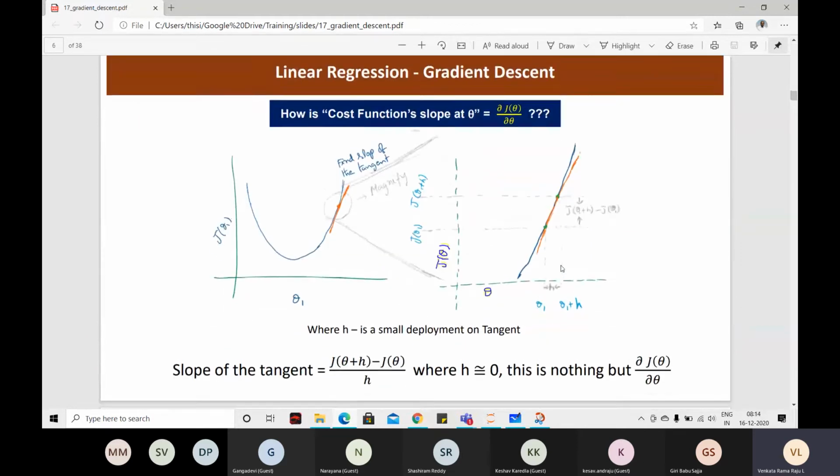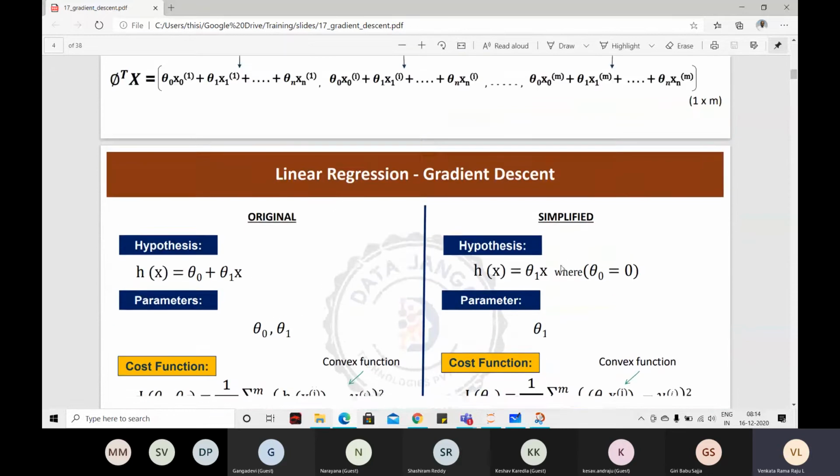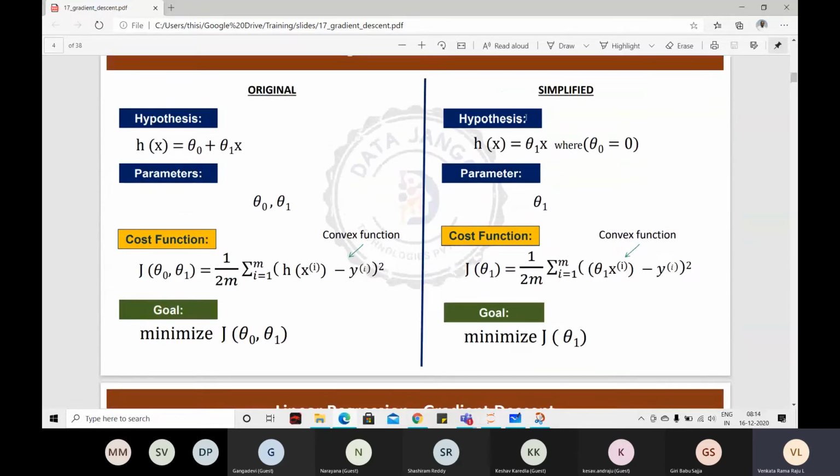So where to start? I'm actually thinking. I showed you the simplified part: h of x is equal to theta 1 x, with only one parameter we need to find. And the algorithm is looking into this cost function, 1 by m, sigma i equals 1 to m, (y cap minus y) whole square.